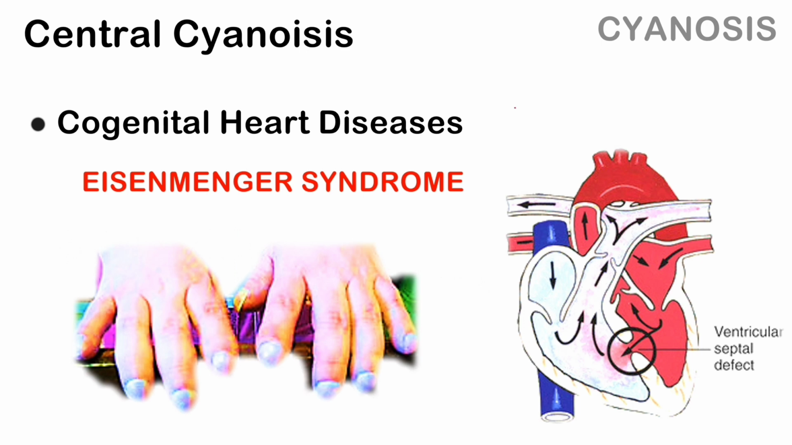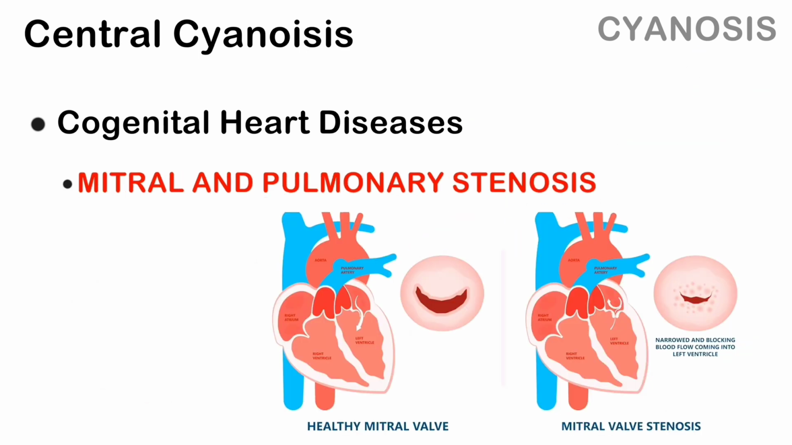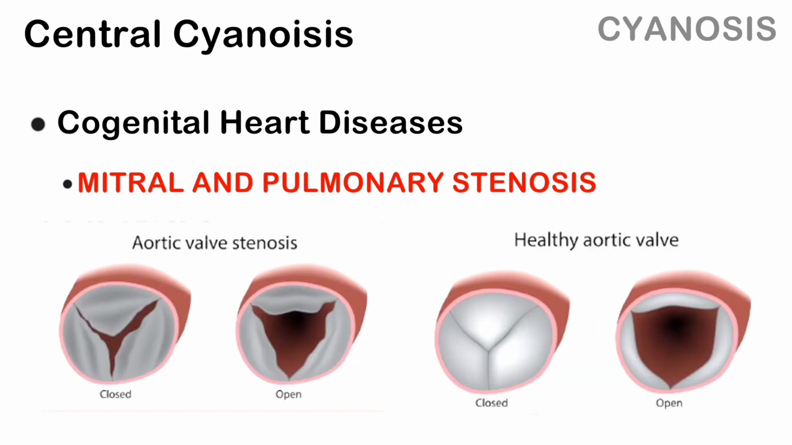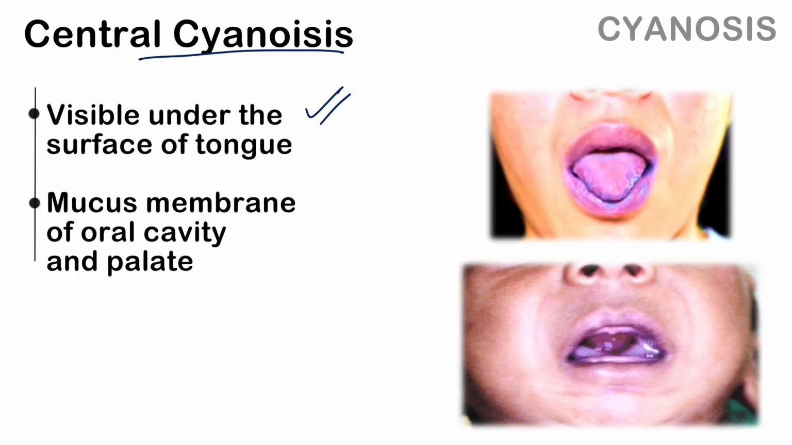Due to decreased oxygen saturation, the demand of the tissues will not be fulfilled and will lead to symptoms of cyanosis. Also, in the cases of pulmonary and mitral stenosis, cyanosis is also present. Stenosis, as a word, basically means narrowing of a pathway or a blood vessel. When narrowing of the pathway of pulmonary arteries or cardiac arteries occurs, it will lead to decreased oxygenated blood perfusion and further cause cyanosis. Central cyanosis is visible under the surface of the tongue, mucous membrane of the oral cavity and the palate.